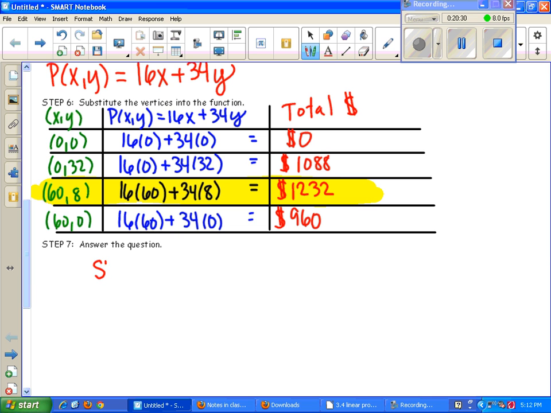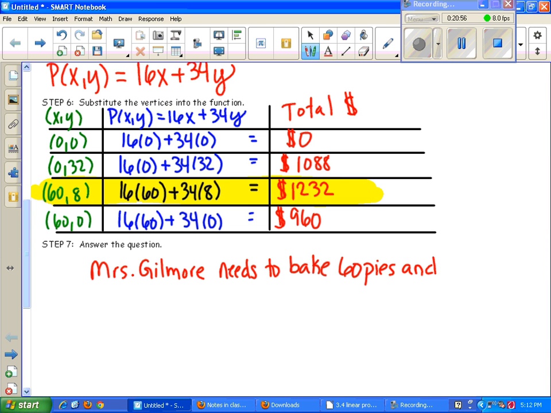So she needs, or I should say Miss Gilmore needs, so let's do Miss Gilmore. Miss Gilmore needs to bake 60 pies and 8 cakes to maximize her profit.